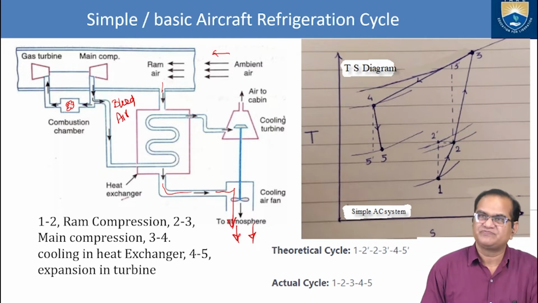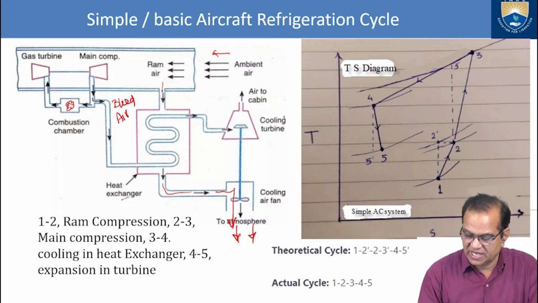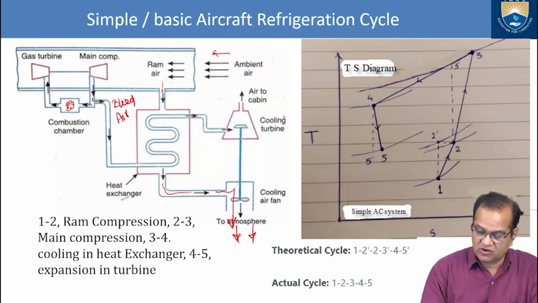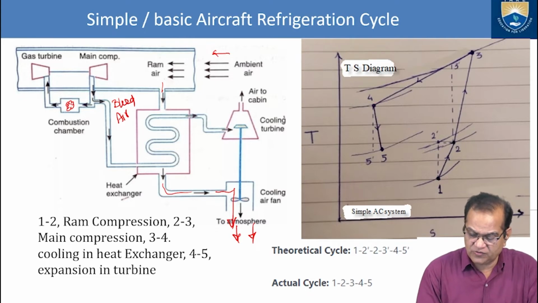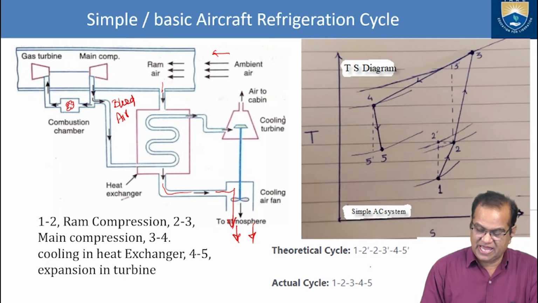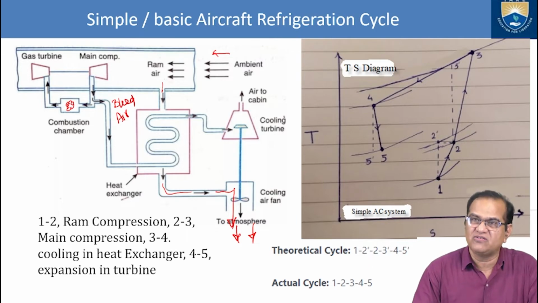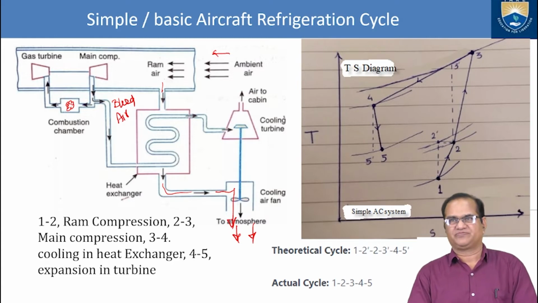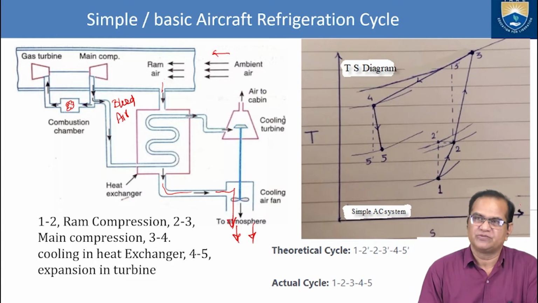You can see in this diagram 1, 2, here we have 2 dash, then 2 to 3, here we have 3 prime or 3 dash, then from here we have 4, from 4 we have 5 and 5 dash. All these dotted lines are the theoretical ones, like 1 to 2 dot, 2 to 3 dot, 4 to 5 dot, they are all theoretical. The actual cycle is 1, 2, 3, 4 and 5. The firm line is the actual cycle, and the dotted one is the theoretical cycle. The actual shows what will happen in the real case. Okay, so here the T-S diagram is shown.